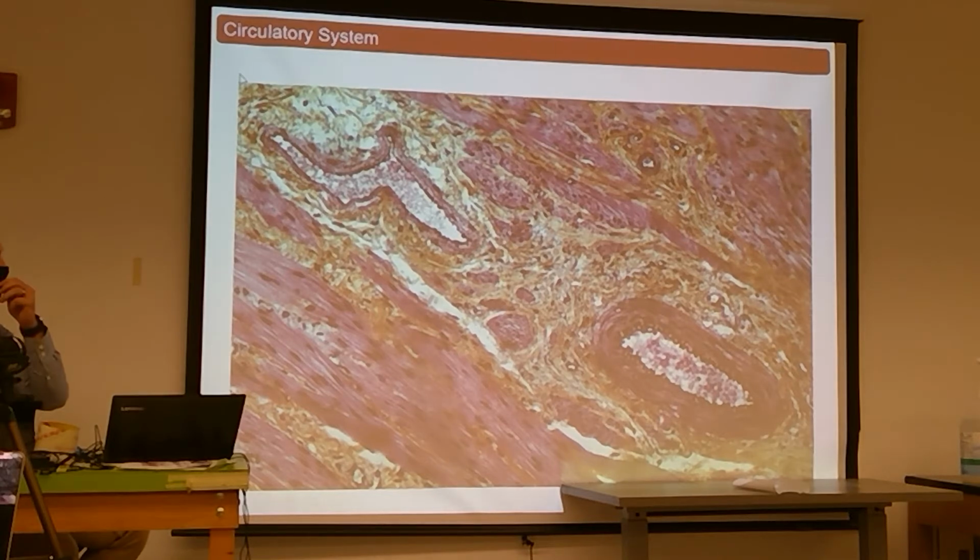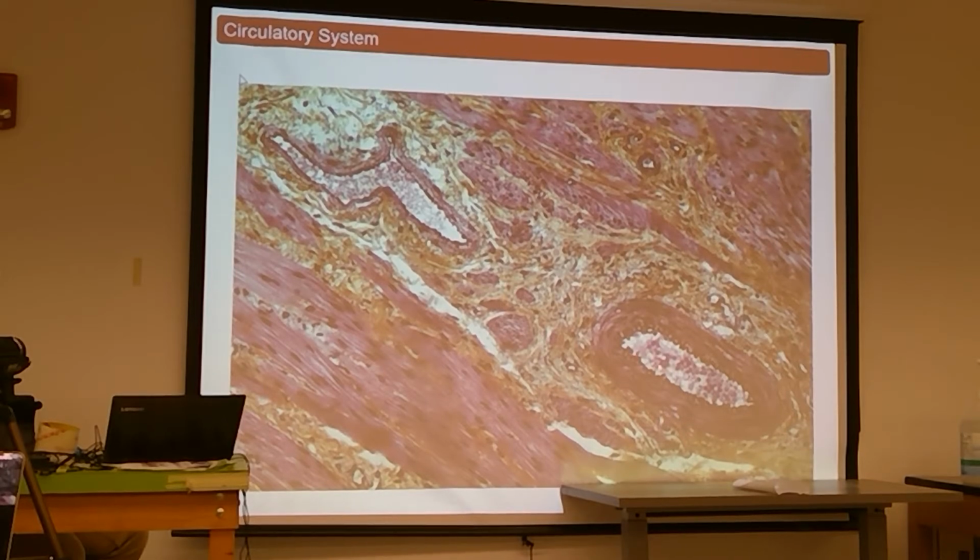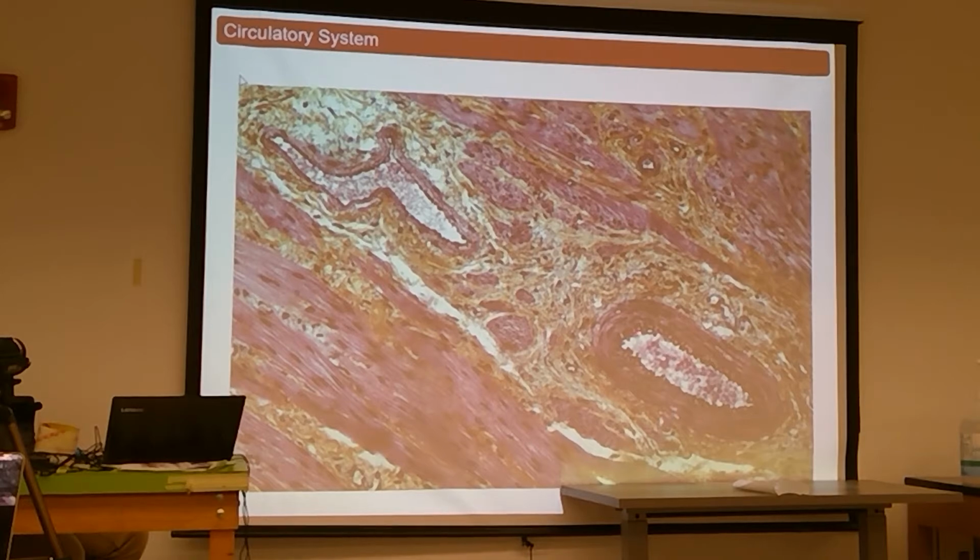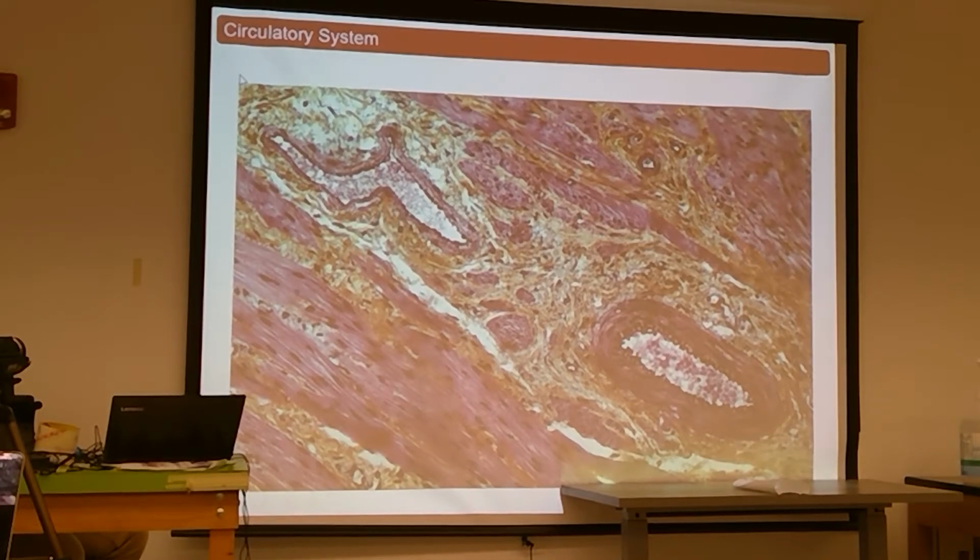Okay, so here's another one. This one here has that elastic stain that I was talking about, so the darker structure that's like little squiggly lines following that is the internal elastic membrane.